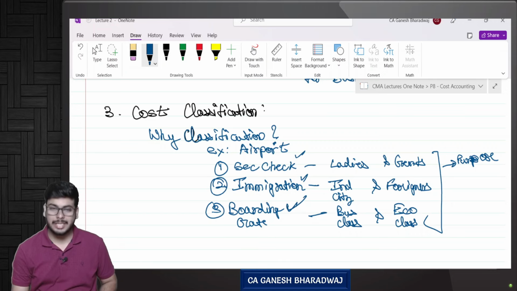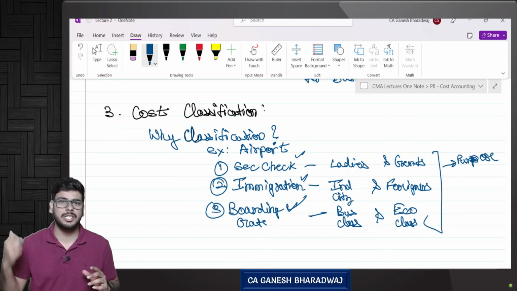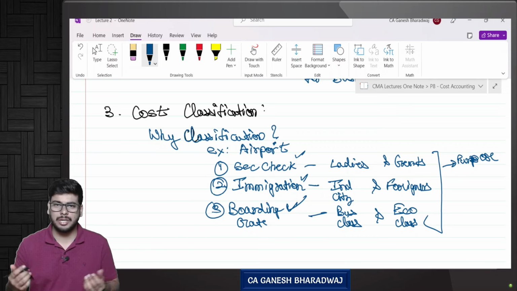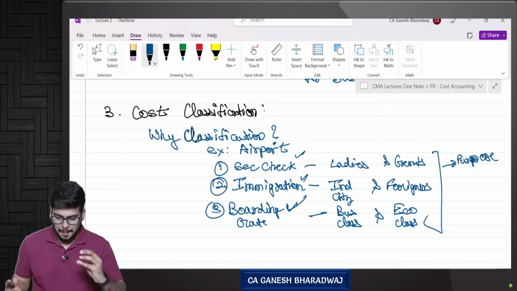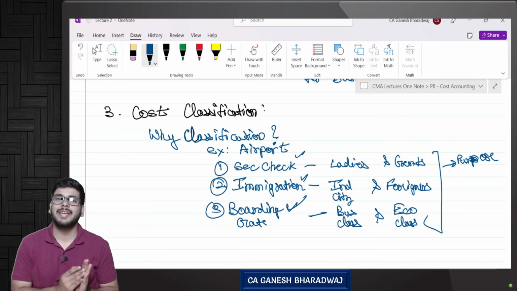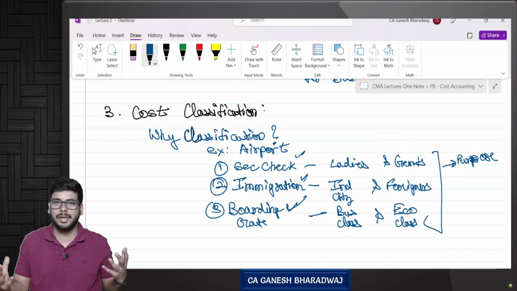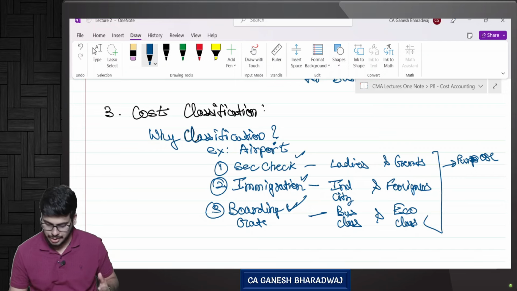Correct? And in case of a boarding gate, the purpose I want to achieve is based on the ticket that you hold, based on the money that you have paid. More value ticket, I will give you a different priority and all that. Or in other words, based on the purpose or objective that you want to achieve, I will classify the same set of human beings differently. Now come back to our subject.